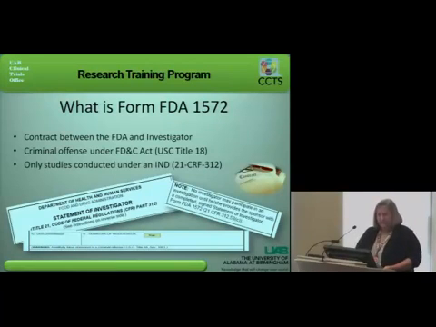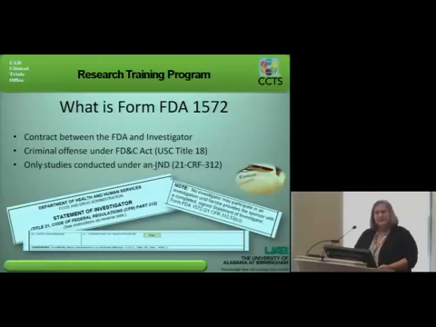A statement of 1572 is one of the documents that is required for an IND study. This is a contract between the FDA and the investigator, and it's a criminal offense under the FD and C Act, and it's only studies that are conducted under an IND, which is an investigational new drug. The statement of the investigator is provided to the FDA via the sponsor. It is an agreement signed by the investigator to provide certain information to the sponsor and assure that he or she will comply with the FDA regulations related to the conduct of a clinical investigation of an investigational drug or biologic.